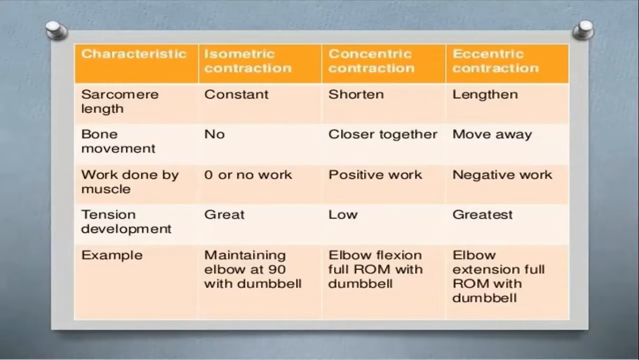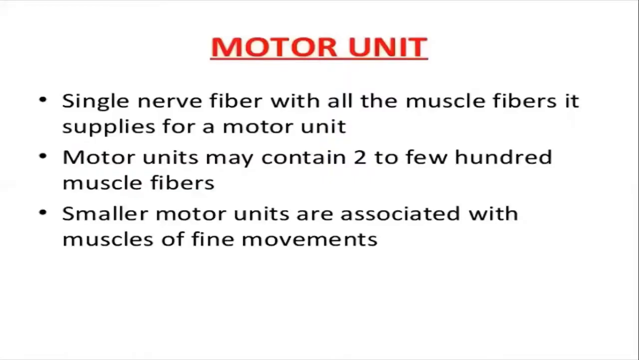Now, isometric contraction, isotonic contraction, concentric contraction, eccentric contraction, we have already learned about them. In isotonic contraction, there is a change in length of the muscle, so work is done. In isometric contraction, there is no change in length of the muscle, but the tension in the muscle changes. So no work is done in isometric exercises.